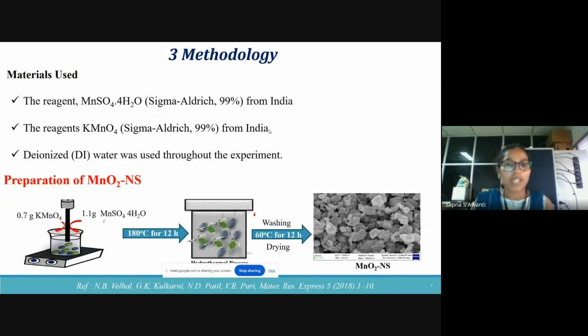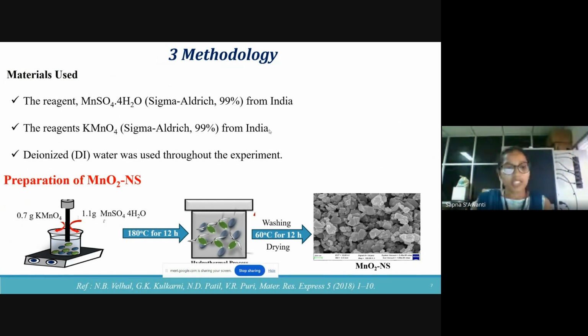We used manganese(II) sulfate tetrahydrate, potassium permanganate, and deionized water throughout the experiment. Here is the preparation of the MnO2 nanostructure. First, we take 0.7 gram of KMnO4 and 1.1 gram of MnSO4·H2O in 50 ml of deionized water, and these two solutions are vigorously stirred for 1 hour.